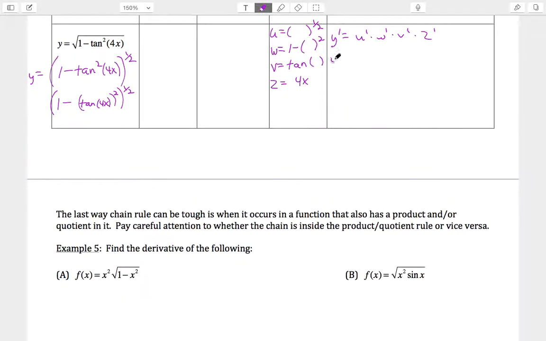Okay, so y prime equals, what is this derivative? 1/2 to the negative 1/2. Can I just write it like this right now? I'll fill it in a minute. Times, now what's the derivative of w? Negative 2, because it's technically 0 minus. So I'm just going to write it as negative 3.